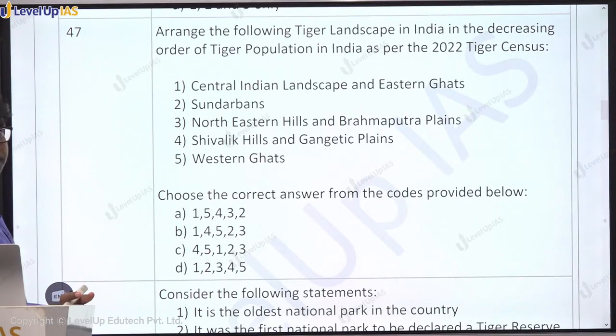47. According to the 2022 tiger census that came in April, arrange the following tiger landscapes in decreasing order. Decreasing order means going from the biggest to the smallest. Nikhil, will you try?